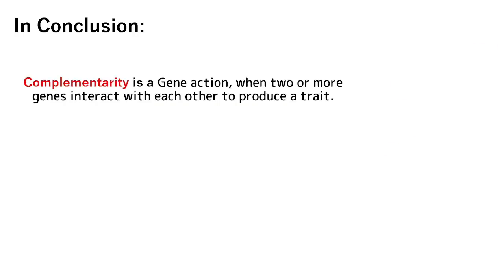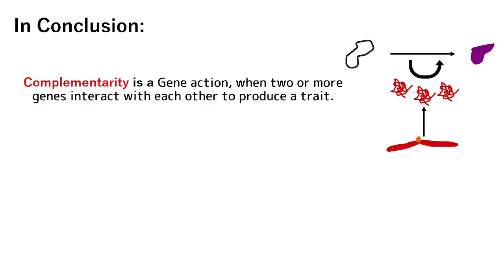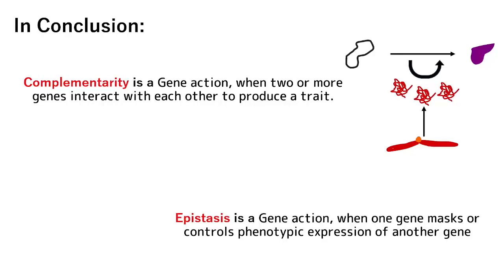Well, in conclusion, complementary is a gene action when two or more genes interact with each other to produce a trait, and epistasis is a gene action when one gene masks or controls phenotypic expression of another gene.